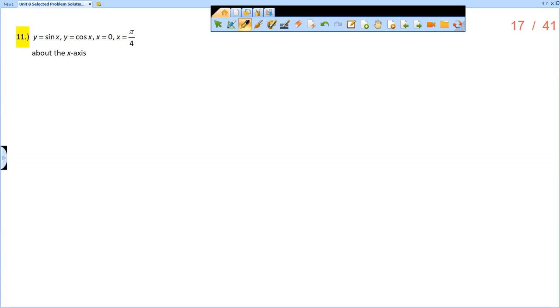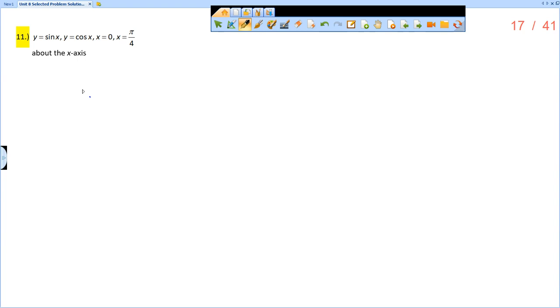This is the solution video for section 8.2, problem number 11. All right, so I have y equals sine x, y equals cosine x, x equals 0, x equals pi over 4, about the x-axis. So remember, we are finding the volume of the region created by these graphs when we're revolving around the x-axis. So first thing I need to do is draw a graph.